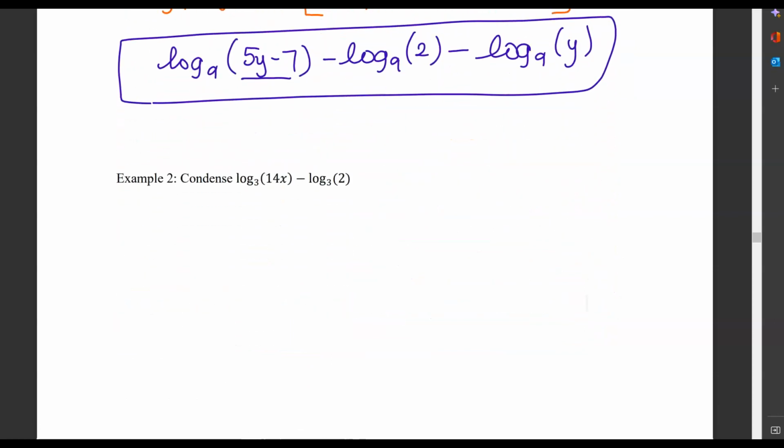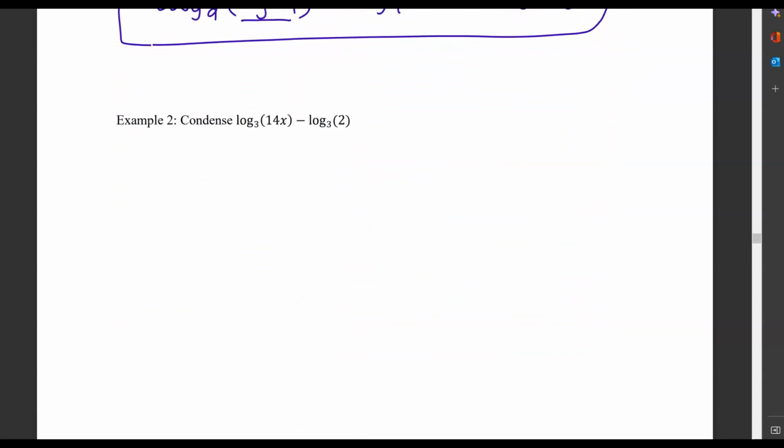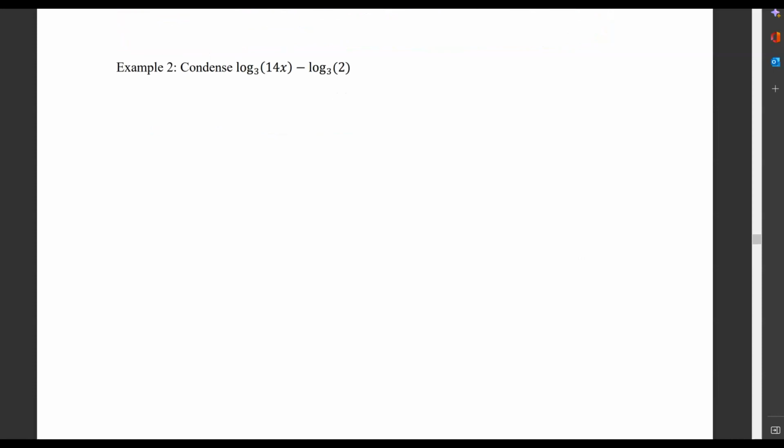All right, example 2 has us working backwards. We're going to condense it. Go ahead and try this one out. Condense it. All right, so looking at this here, we can see that we can in fact condense it because we do have a difference, a quotient here with the same base 3. And so we put 14x over 2. And in reducing that quotient, we end up with that the completely condensed version is going to be log base 3 of 7x. Okay. All right.